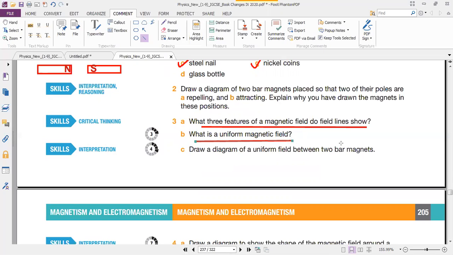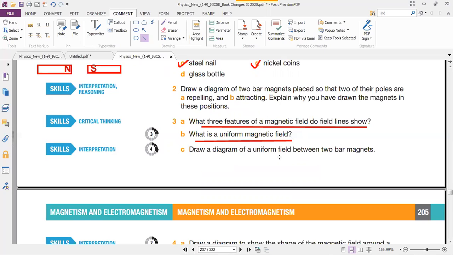What is a uniform magnetic field? A field which has the same strength everywhere. In a uniform magnetic field, the magnetic field lines are parallel and equidistant. I repeat, a uniform magnetic field has the same strength everywhere, and the field lines are parallel and equidistant.